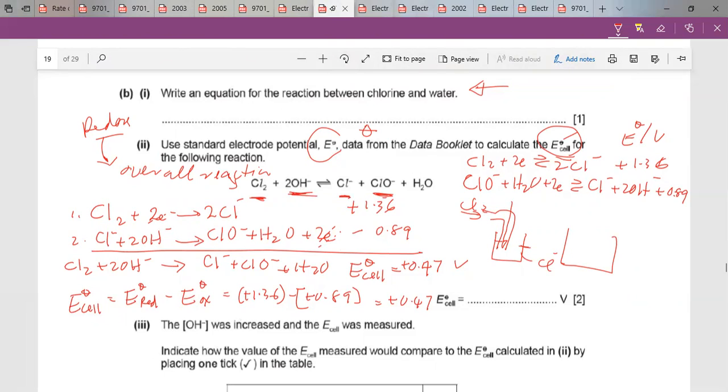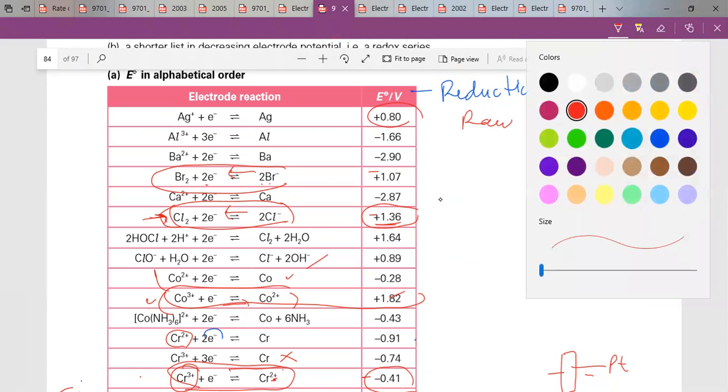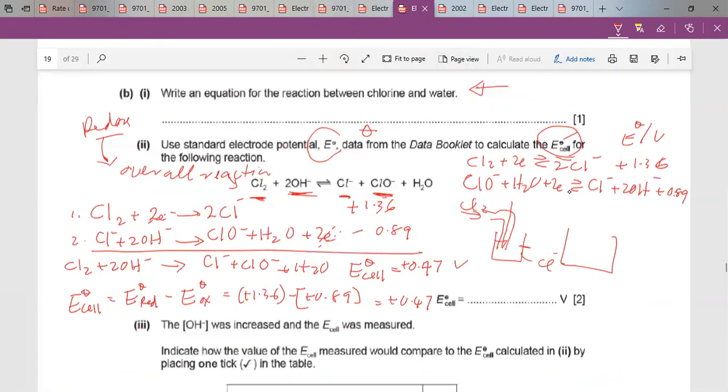So you can see ClO minus with OH minus. Now there's another, Cl minus. So chlorine is going forward here, and this is going backwards. Because chlorine is on this side, it means chlorine is undergoing what? Reduction. So you must use your brains properly. Cl2 is on this side, so it's going forward. This is the first one.